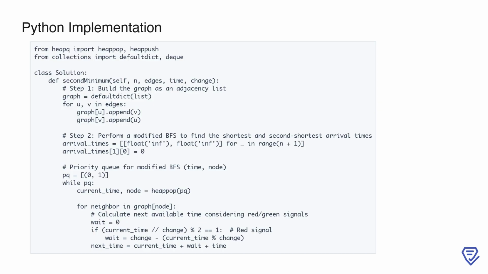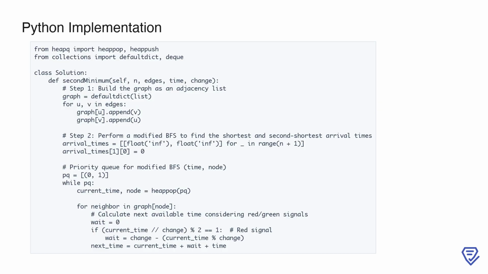Next, we initialize a 2D list called arrival_times where each node tracks both the shortest and second shortest times to reach it. Initially, all times are set to infinity, except for the starting node, where the shortest time is 0. We then use a priority queue to simulate a modified breadth-first search, or BFS. The queue starts with a tuple containing the current time, 0, and node, 1.